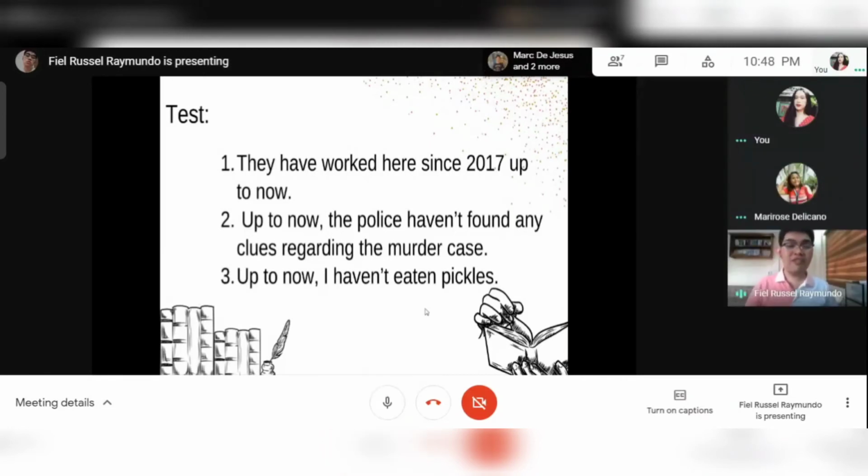For number two, let's have Mary Rose. Up to now, the police haven't found any clues regarding the murder case. Is this a present perfect sentence? Yes, sir. Okay, among the five conditions, what is this? I guess it's past unfinished, sir. Okay, very good. Is it positive, negative, or a question? A negative sentence, po. Okay, correct. Now, how did the adverb up to now affect the sentence? Up to now emphasizes that the police weren't able to find any clues since they began their search.